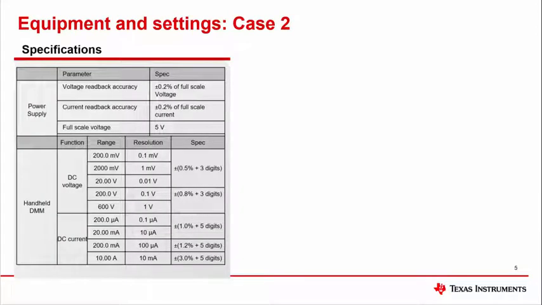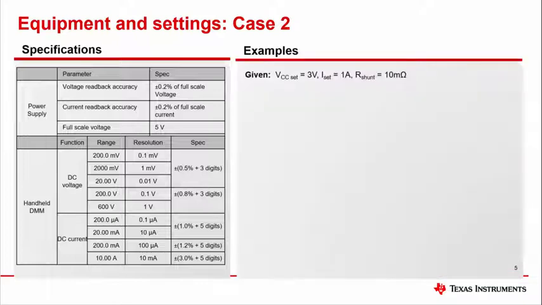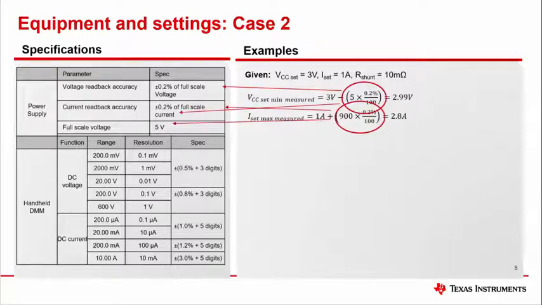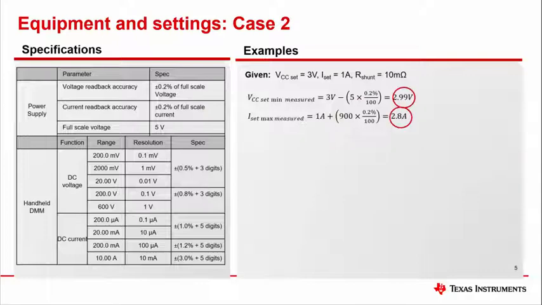Here we see the power supply and handheld DMM's specification table. If we set a voltage of 3 volts and a current of 1 amp on this particular power supply, when tolerances are taken into account, the min voltage supplied is actually 2.99 volts and has an ISET max of 2.8 amps. Here we can see that selecting the appropriate power supply can have a great effect on setting the parameters for testing a circuit. This power supply has a max full-scale current of 900 amps. Selecting a power supply based on the test conditions will greatly benefit test results.